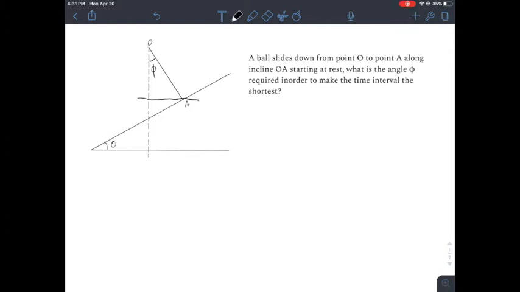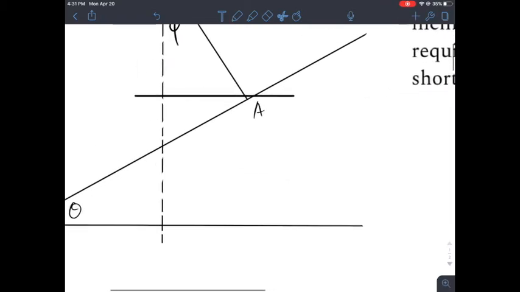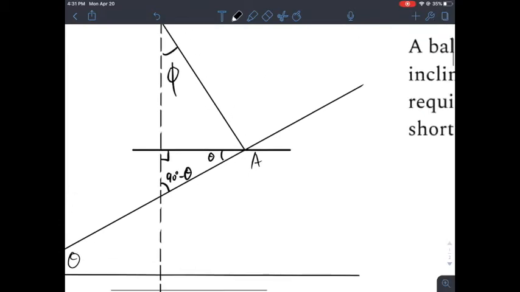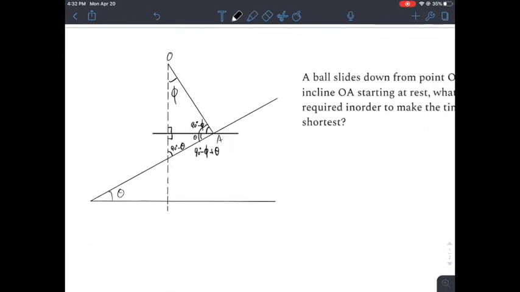Okay, welcome back. So first let's figure out some geometry. First we can see these two lines are parallel to each other. This angle will be theta and this is a right angle, so this angle will be 90 degrees minus theta. For the same reason, this is 90 degrees minus phi. And the total angle added together will be 90 degrees minus phi plus theta.